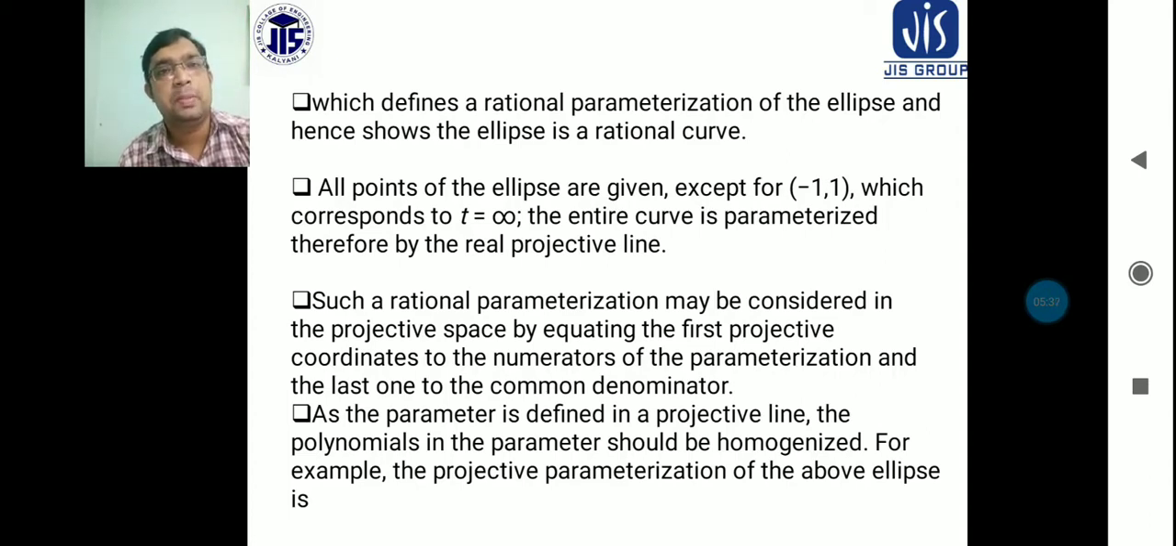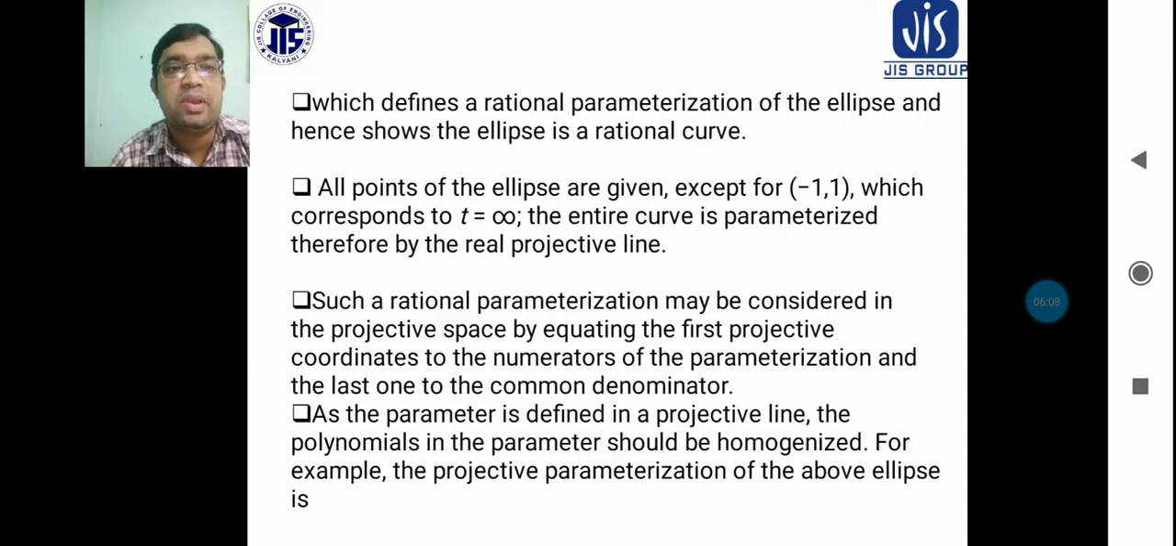And another thing, the conics like the ellipse, and also the parabola and hyperbola, will be considered rational curves. All points of this ellipse are given, except for (-1, 0), which corresponds to t equals infinity. The entire curve is therefore parameterized by the real projective line.